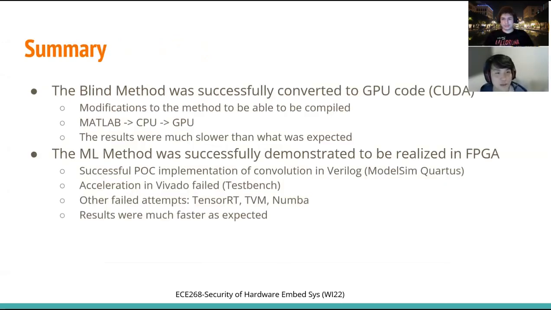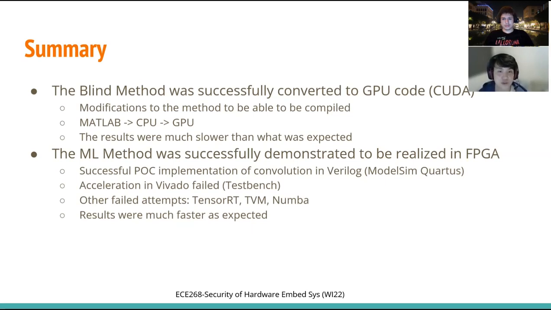So here's a summary of the implementation. The blind method was successfully converted from MATLAB code to CUDA running on the GPU. The results, however, were much slower than what was expected. For the machine learning method, it was successfully demonstrated to be realized in an FPGA. We implemented a proof of concept of convolution in Verilog via ModelSim Quartus. However, acceleration in Vivado failed due to some reasons in the test bench.